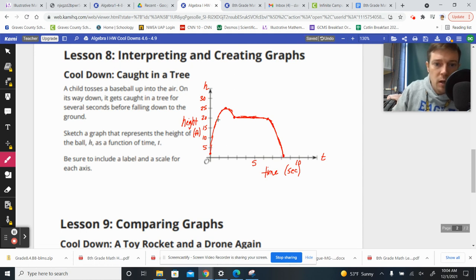Okay, so it throws up, reaches its height, comes on the way down and hits the tree, gets stuck for a little bit, and then it finally falls down to the ground. And that tells the story of the kid throwing the ball up in the air and then it getting caught in a tree for a little bit.